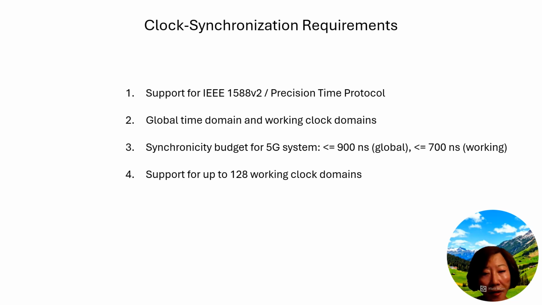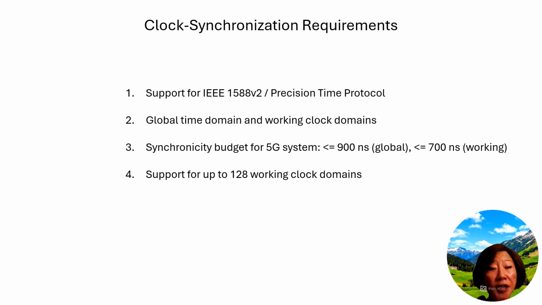Clock sync requirements. There's this protocol which a lot of you know. It's been around for quite some time. The IEEE 1588 version 2 Precision Time Protocol can achieve sub-microsecond accuracy. The 5G system needs to transport these timing packets with minimal and constant delay to maintain this accuracy. The global time domain typically uses International Atomic Time, TAI for short, as a reference, while working clock domains might use a local reference.